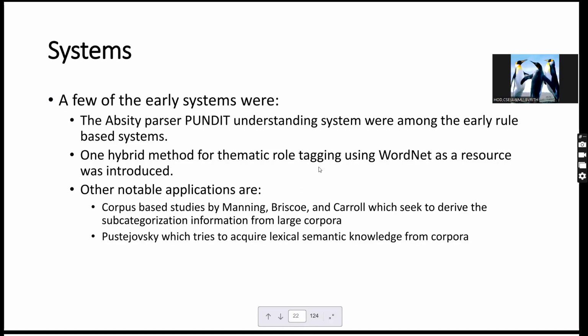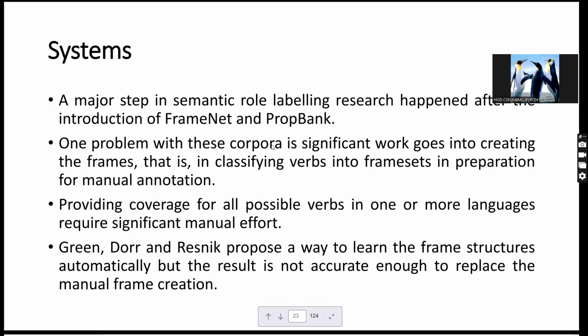And here we also have some hybrid methods called WordNet, which is used for specifying words; similar words we can find with the help of this WordNet. And there are other different applications of predicate argument structures, like Manning, Brisbane, and Carroll. This is also used in other languages and other multilingual applications.